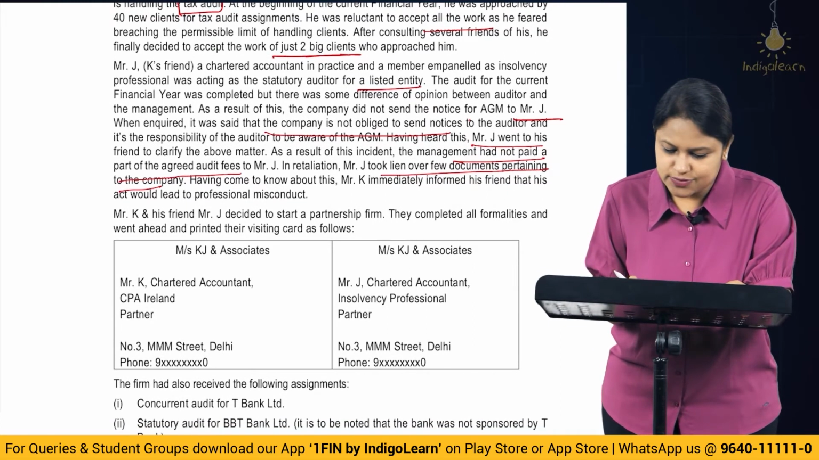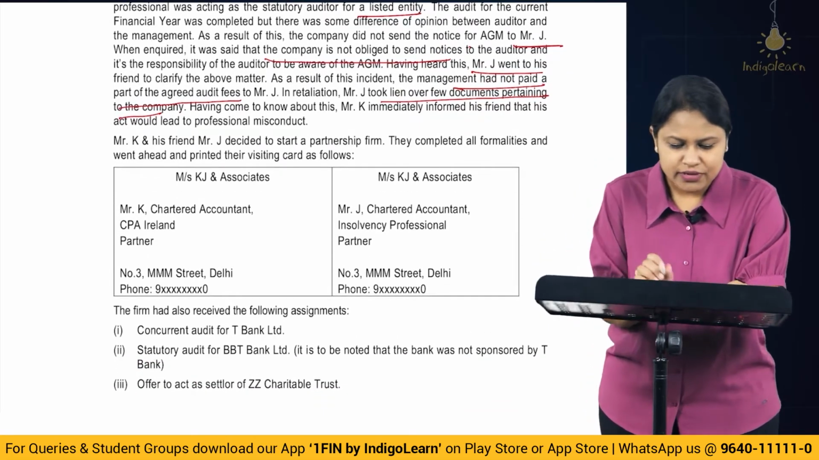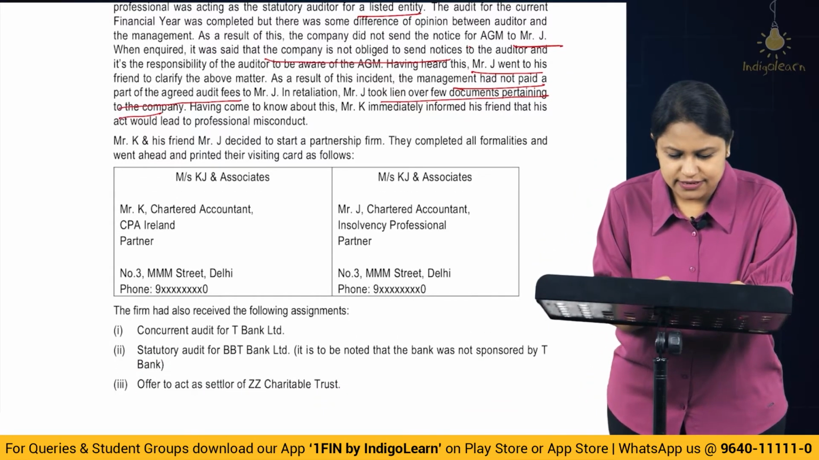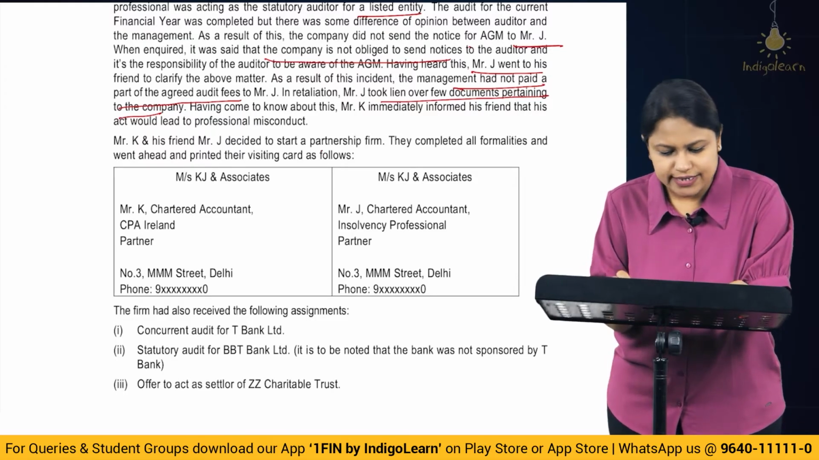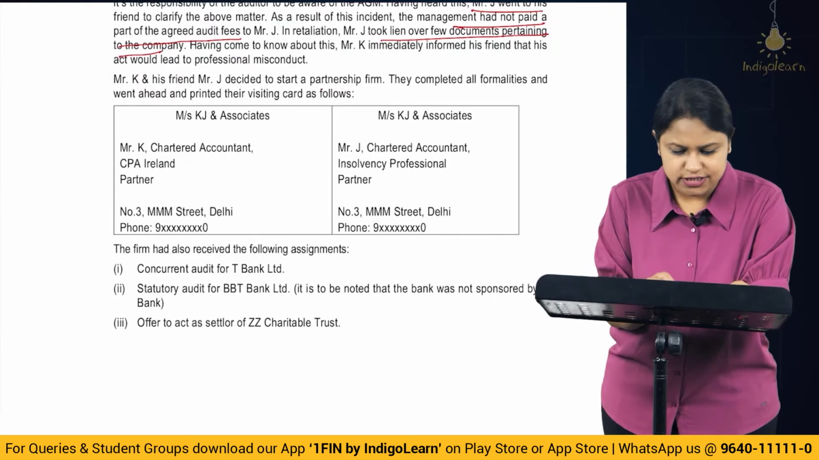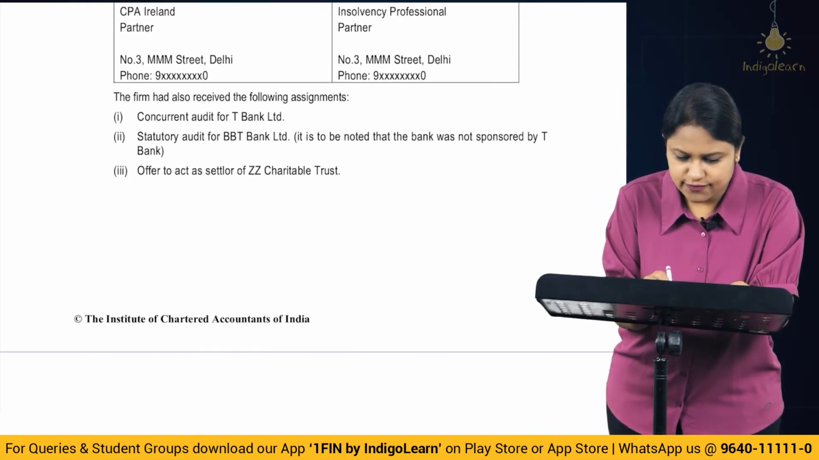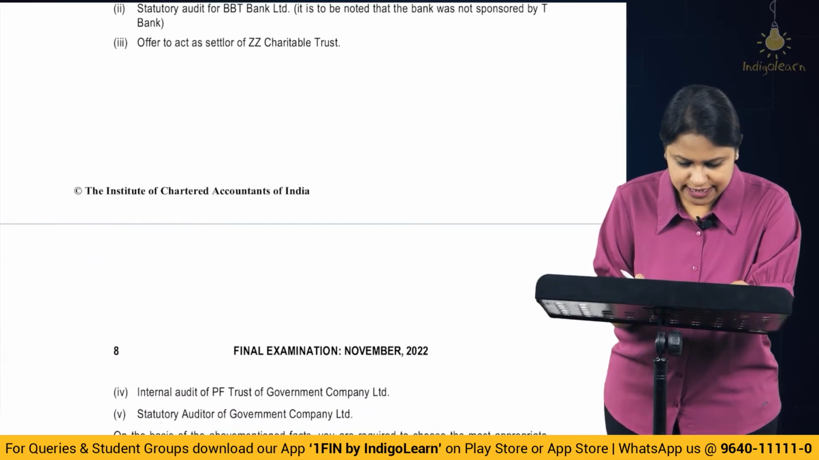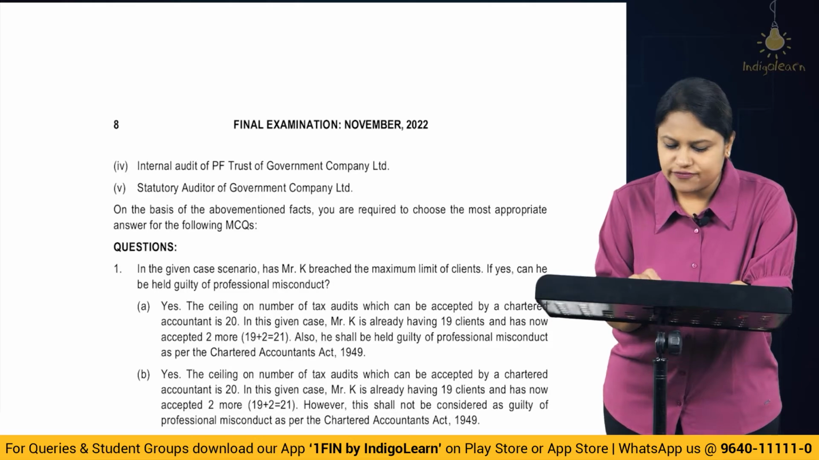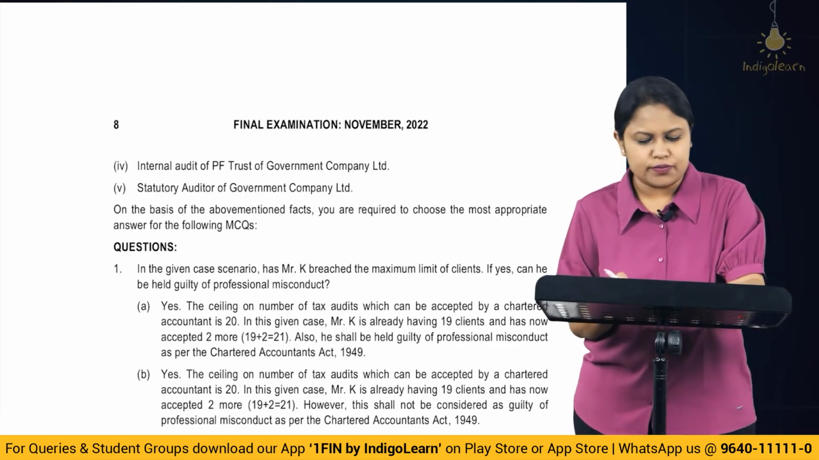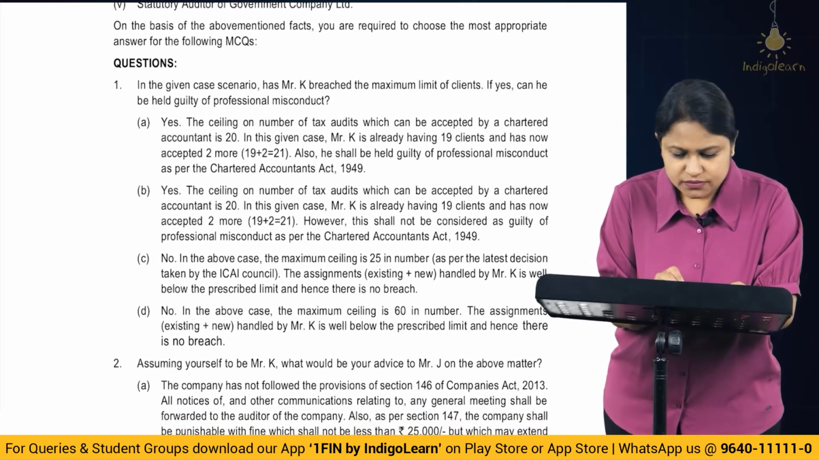Having come to know about this, Mr. K immediately informed his friend that his act would lead to professional misconduct. Okay, Mr. K and his friend Mr. J decided to start a partnership firm. They completed all the formalities and went ahead and printed the visiting card. So this is what the visiting card looks like. Following they had the other following assignments. So there are a number of other assignments which are pending to them, that is they are offered. So on the basis of the aforementioned facts, you are required to choose the most appropriate answer from the following MCQs. Alright, so let us take the first one.